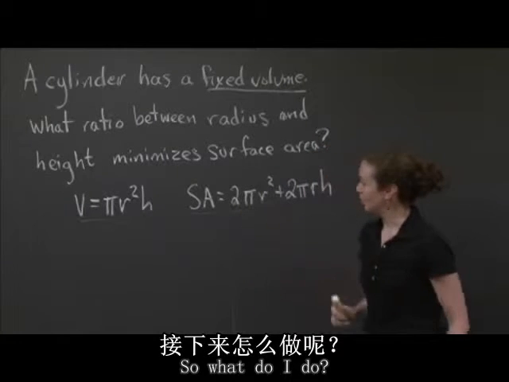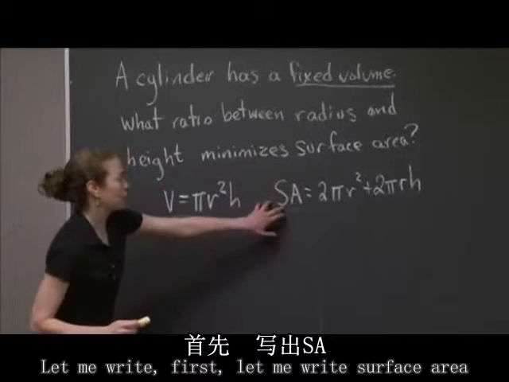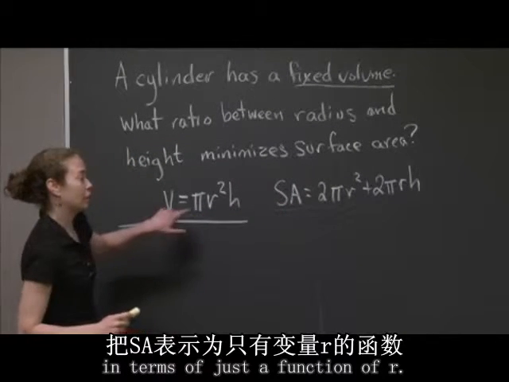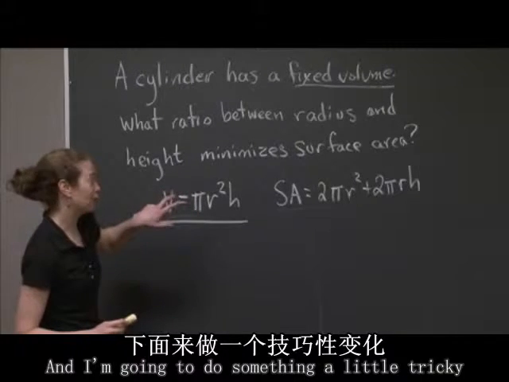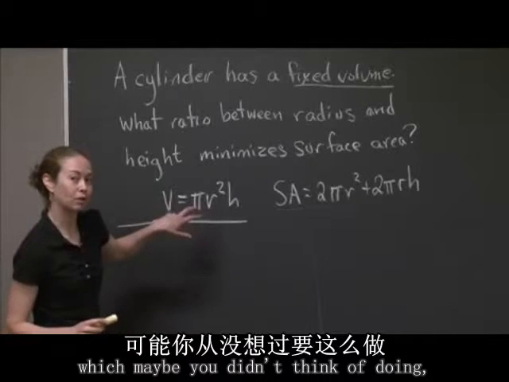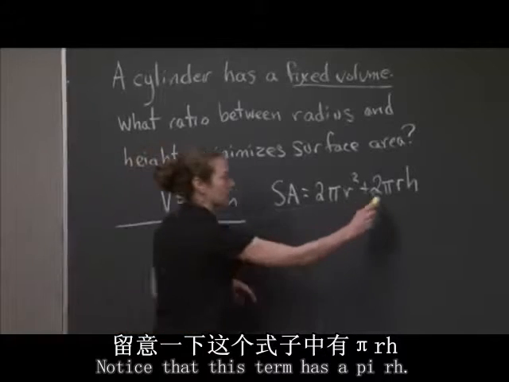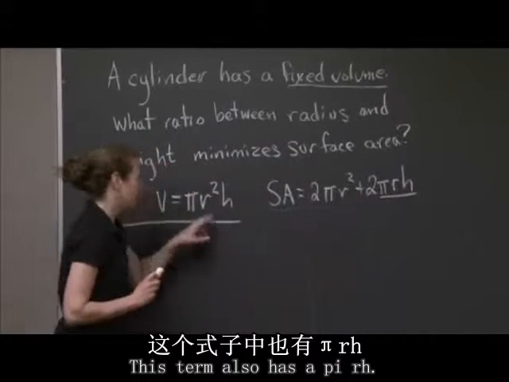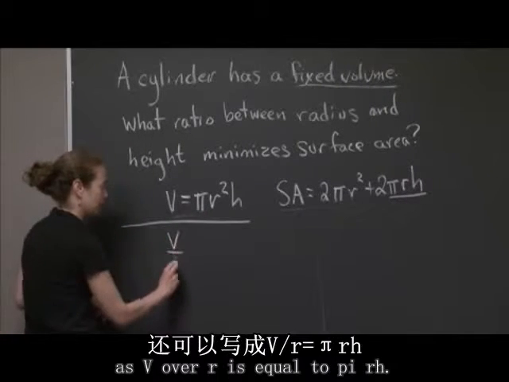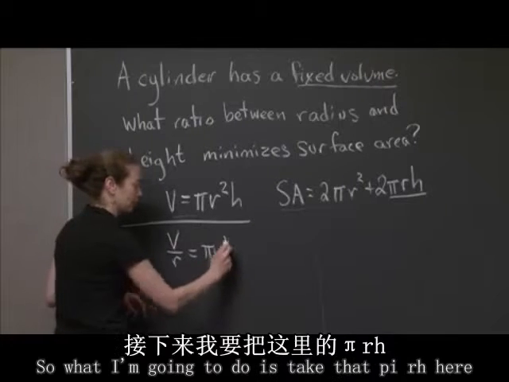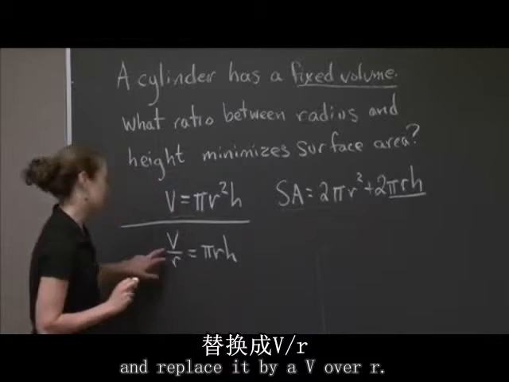So first, let me write surface area as a function of just r. And I'm going to do something a little tricky, which maybe you didn't think of doing, but ultimately you should end up with the same answer once you've simplified. Notice that this term has a pi rh. This term also has a pi rh. In fact, I can rewrite the volume equation as V over r is equal to pi rh. So what I'm going to do is take that pi rh here and replace it by V over r.